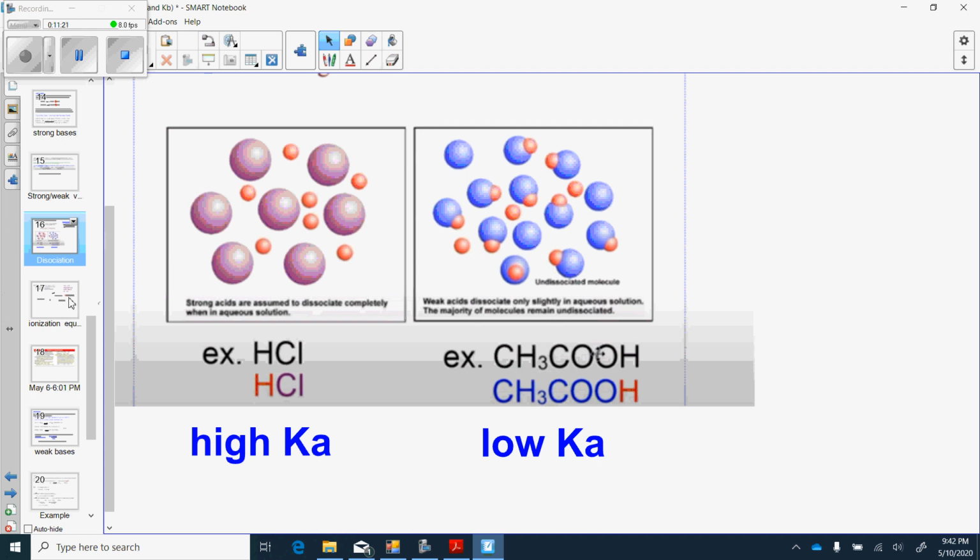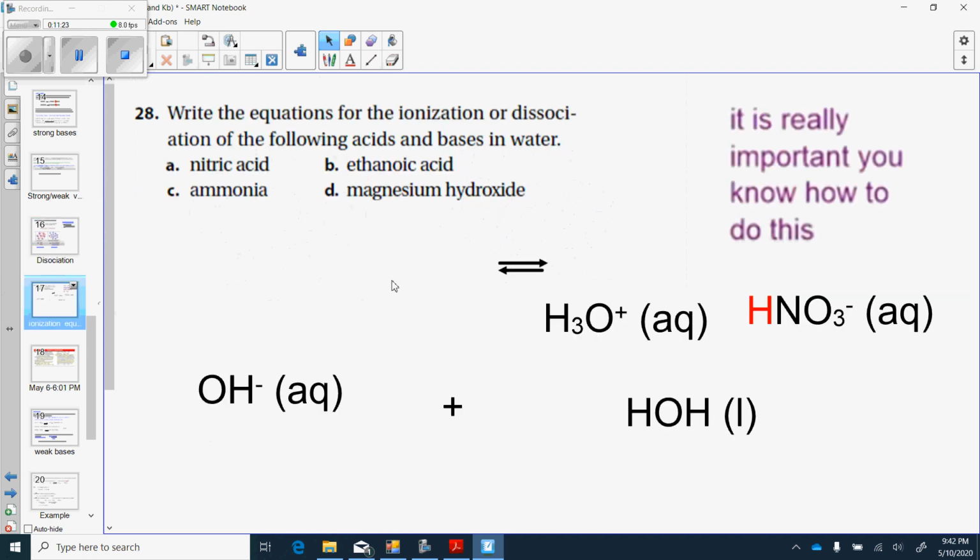The other question I wanted to highlight, so you'd go back and take a look at it, is question 28. Like I said earlier, there's a couple ways you can write out dissociation equations, and that's going to be our focus for next week, really. So I wanted you guys to get a head start to look at these dissociation or ionization equations. And so I'm going to do the first one with you here, and it's for nitric acid.